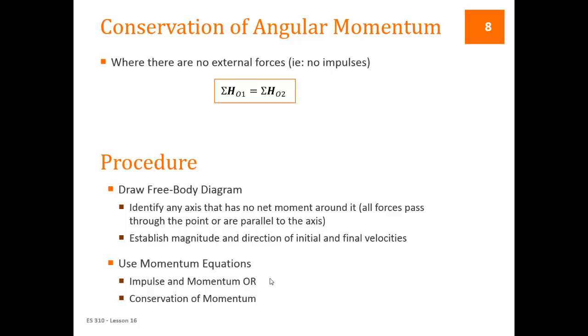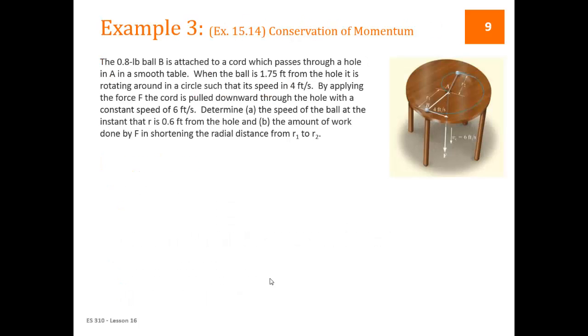So our procedure then is to draw our free body diagram, identify any axis that has no net moment around it, so all the forces pass through a point or are parallel to the axis, and establish the magnitude and direction of any initial and final velocities. Alright, then we're going to use our momentum equations, which would either be impulse and momentum or conservation of momentum to solve the problem.